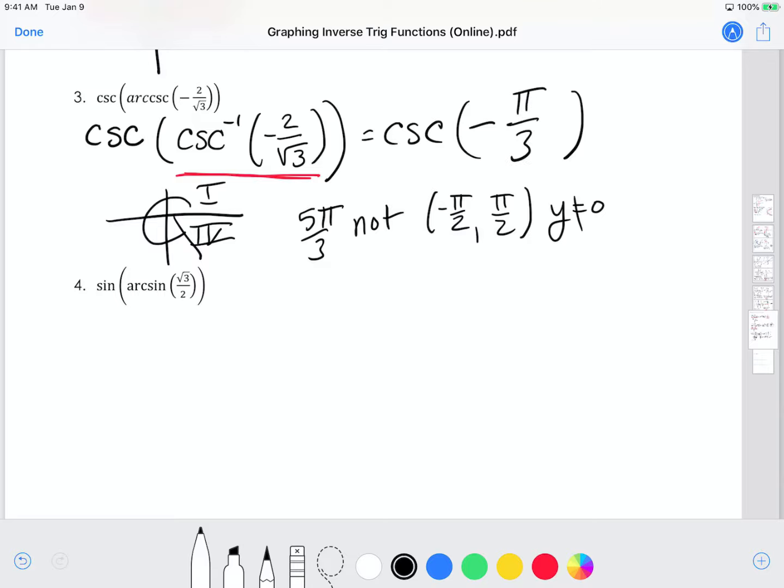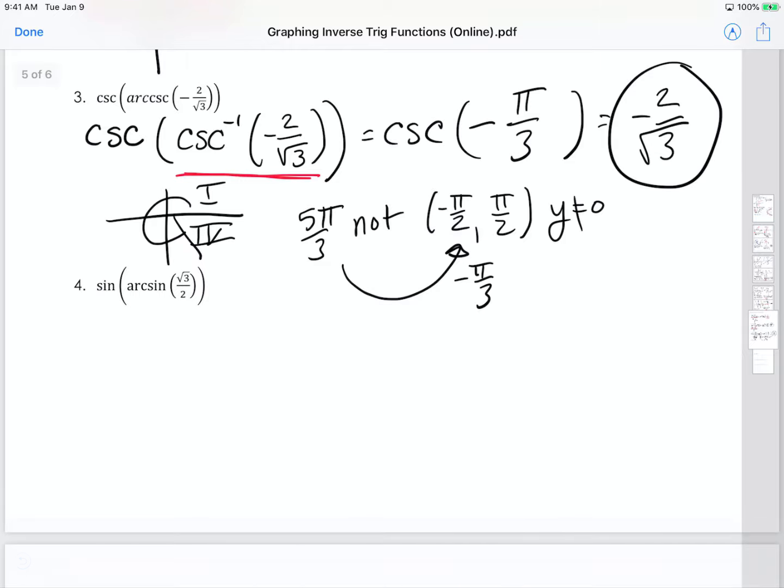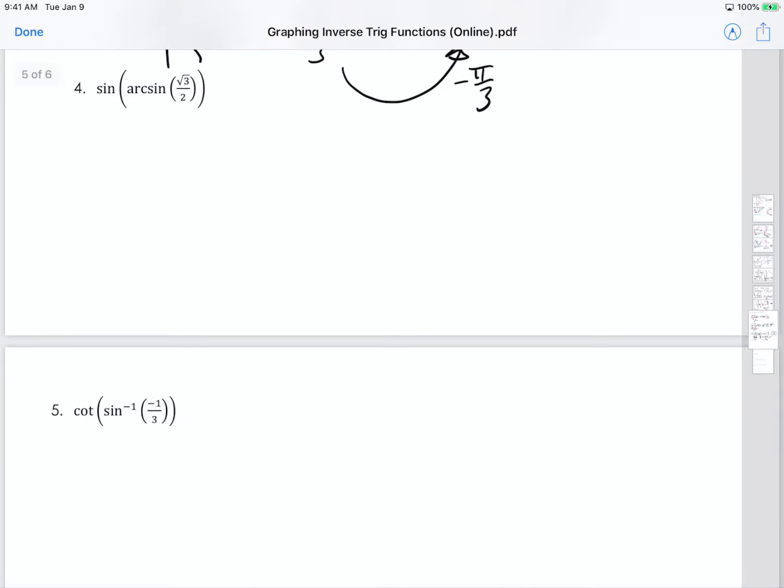Now I'm going to take the cosecant of negative pi over 3, and the cosecant of negative pi over 3 would be the reciprocal of sine at negative pi over 3, and sine at negative pi over 3 is negative square root of 3 over 2, so this is going to be negative 2 over the square root of 3 as our final answer.